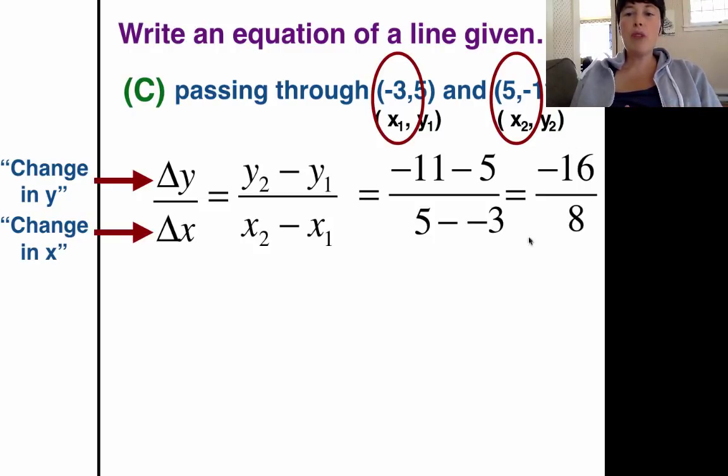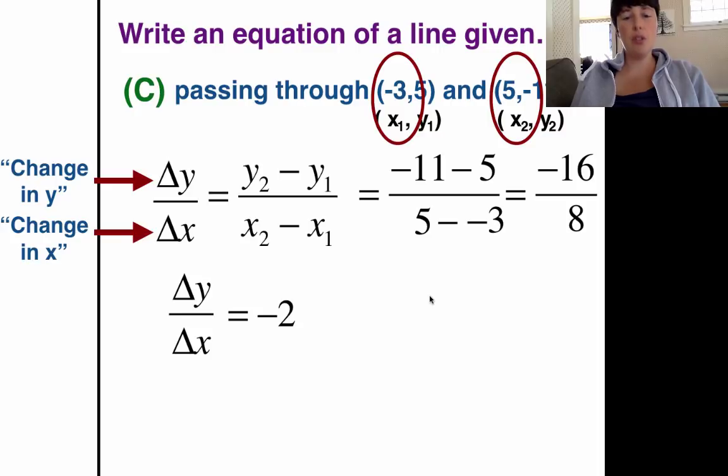Now we're down to this rise over run. So my rise over run is negative 16 over 8. But if I divide it, because it's a fraction, 16 divided by 8 is 2. So my delta y over delta x is equal to negative 2. That's my rise and run. Negative 2, that's my slope. So we just found our m value. M is equal to negative 2.